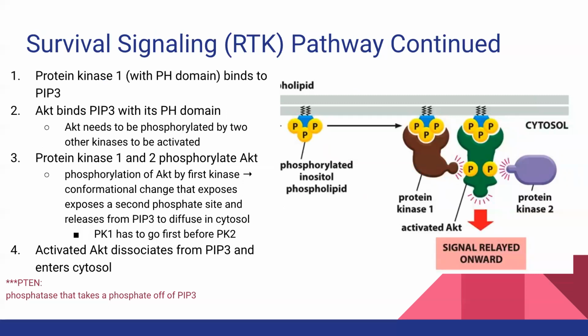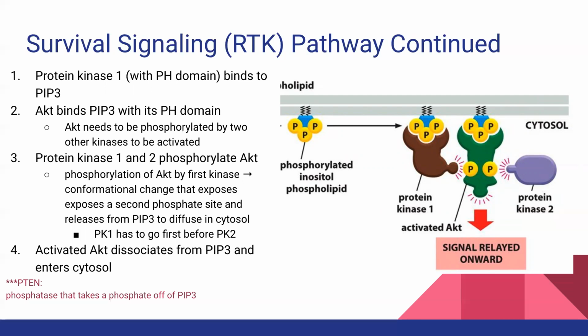So then PK1 binds to PIP3, which is the phosphorylated lipid anchored to the membrane, through a PH domain. And then this activates PK1, which then phosphorylates AKT, but the AKT isn't fully activated by just PK1 phosphorylating it. So when PK1 phosphorylates AKT, it changes the conformation. It'll diffuse from the lipid anchored to the membrane, and it'll reveal another amino acid that can be phosphorylated.